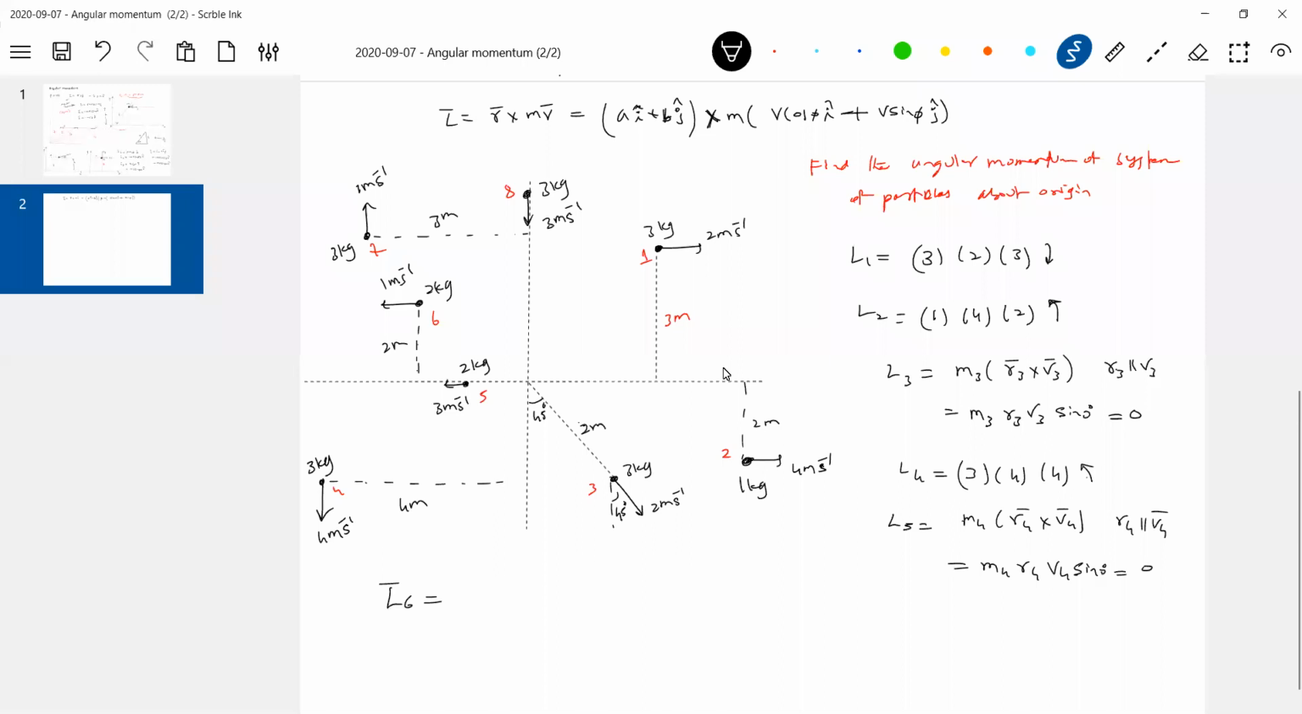L6 bar. For the time being, let me write L6. So L6 should be equal to 2 kg m²/s, and this will be anti-clockwise. You just assume that the particle is here, moving like this. So this is 2 meter, this is R bar, this is V bar. R cross V will come like this. How do you measure angle? Anti-clockwise.